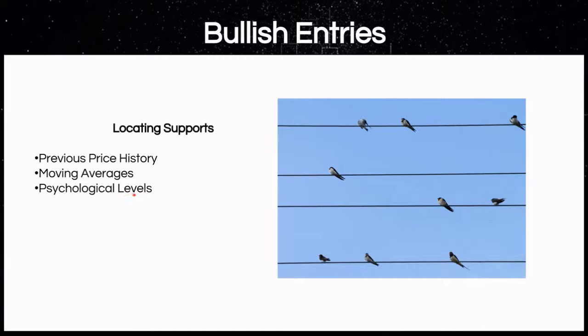And then psychological levels. As we know, these charts are depicting human emotion, and humans sure like nice round numbers. And we'll see that time and time again, where a nice even round number will act as support or resistance, and if the price is above that nice round number, it's going to likely act as support.